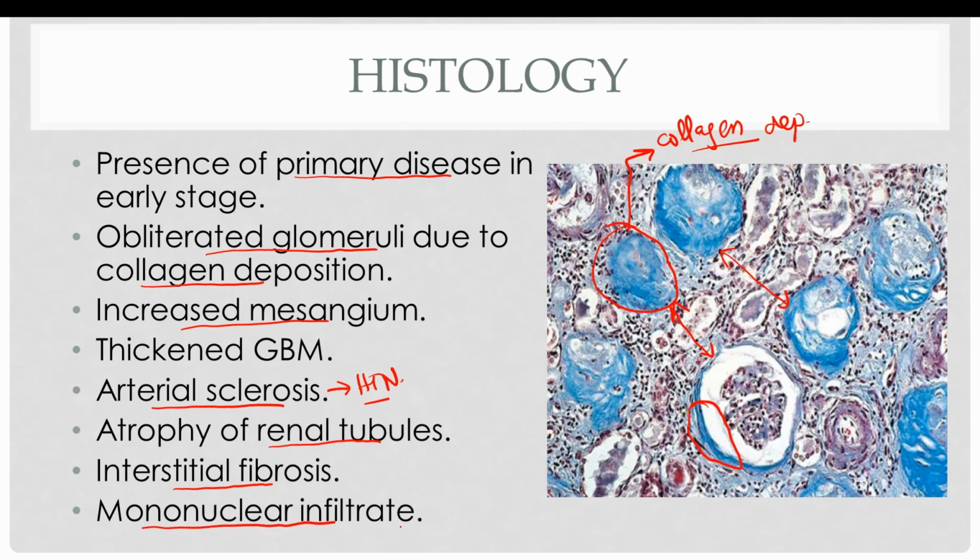What is mononuclear infiltrate? The mononuclear cells include lymphocytes, such as T lymphocytes, monocytes, and natural killer cells or NK cells.